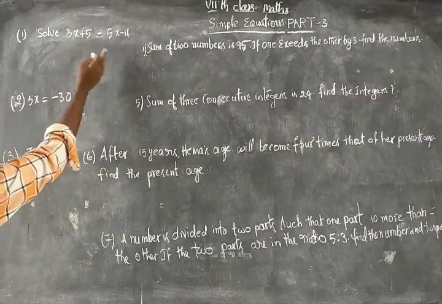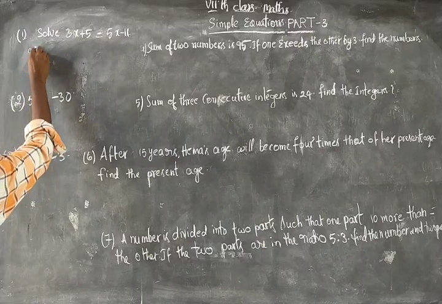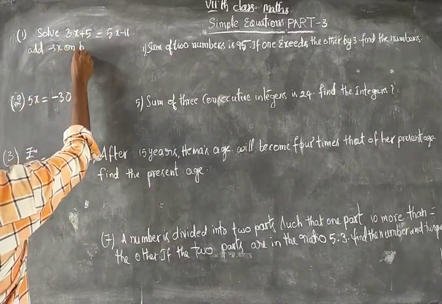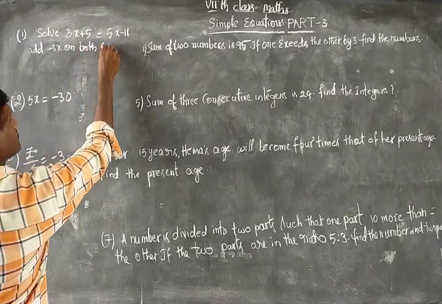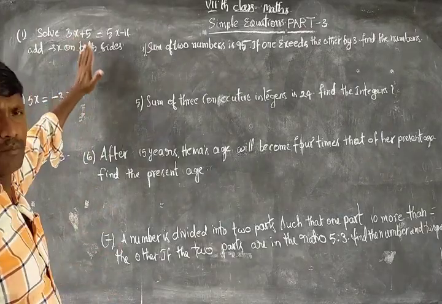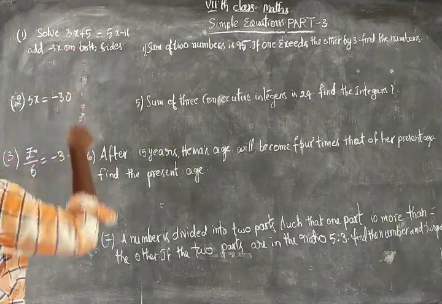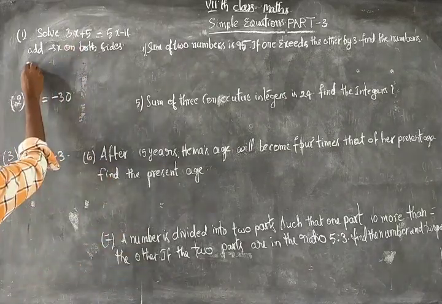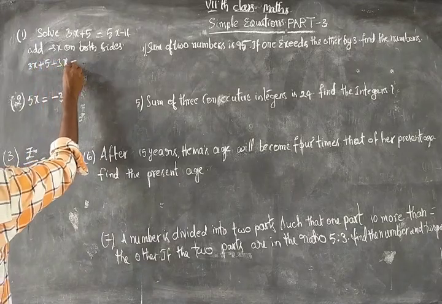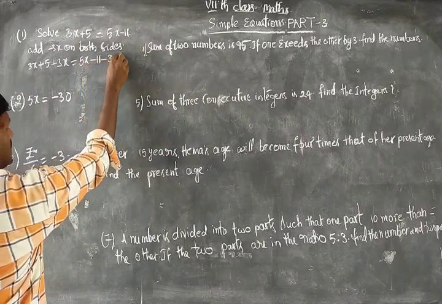We have to add, as we already discussed how to solve with variables on both sides, minus 3x on both sides. When we add minus 3x on both sides, simply we can cancel that term. By cancelling the term, we can get the remaining value. So 3x plus 5 minus 3x is equal to 5x minus 11 minus 3x.